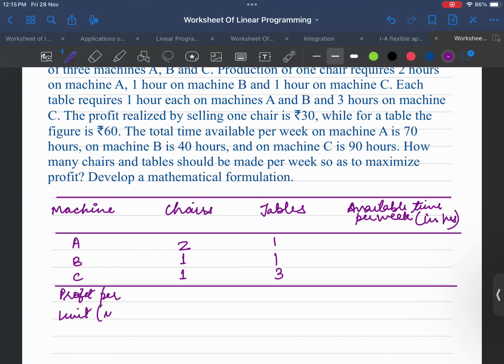That will be in rupees. For chairs, if you are selling one chair, then the profit is rupees 30. Selling one table, the profit would be rupees 60. Now, available time is also given. Total available time per week on machine A is 70, machine B is 40, and machine C is 90. I think it's clear by the table. What all is given, I just converted into the table.